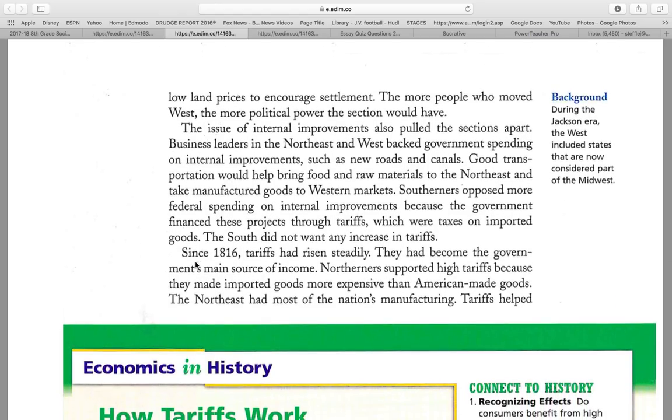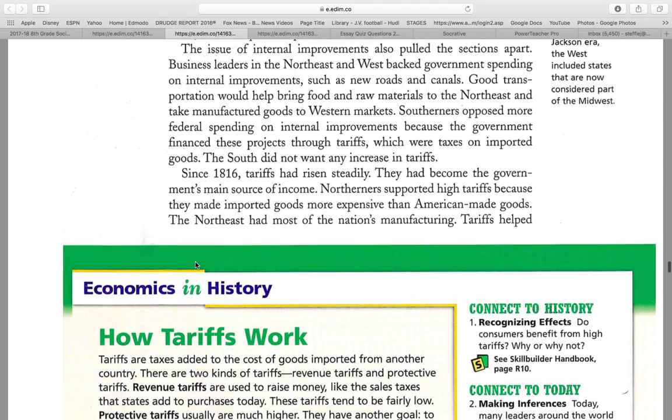The issue of internal improvements also pulled the sections apart. Business leaders in the Northeast and the West backed government spending on internal improvements, such as roads and canals. New transportation would help bring food and raw materials to the Northeast and take manufactured goods to Western markets. Southerners opposed more federal spending on internal improvements because the government financed these projects through tariffs, which were taxes on imported goods. The South did not want any increase in tariffs.